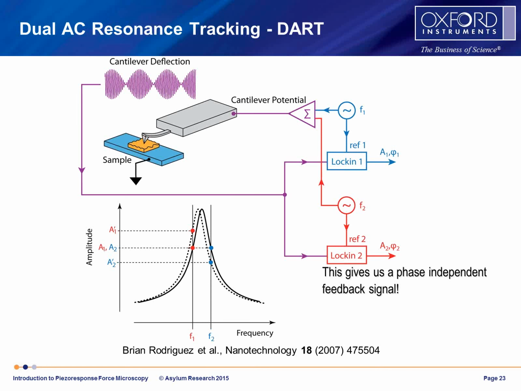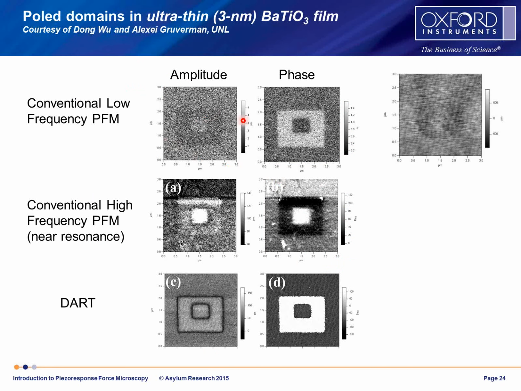There's a lot now out in the literature, but this was one of the first ones we looked at. And you're familiar with these first two images. This is the low frequency, so way below resonance. I don't remember where it was, maybe 50 kilohertz, something like that. And you can see the signal to noise is poor. This is conventional single frequency PFM, close to the contact resonance. You can see a lot of crosstalk between the sample topography and the data.